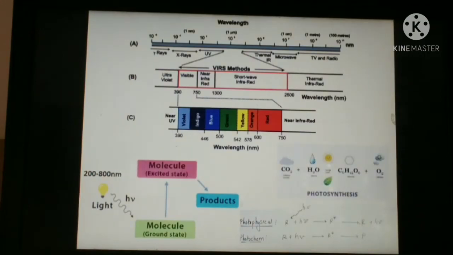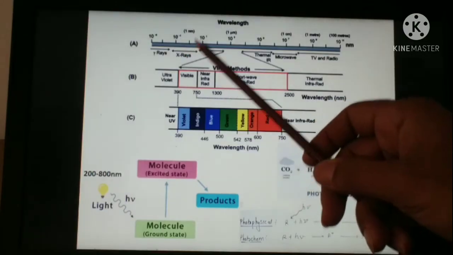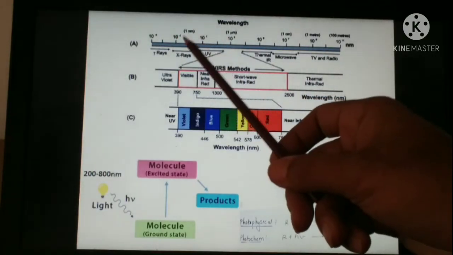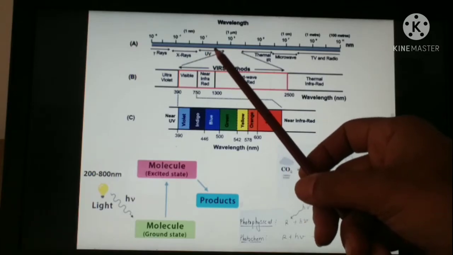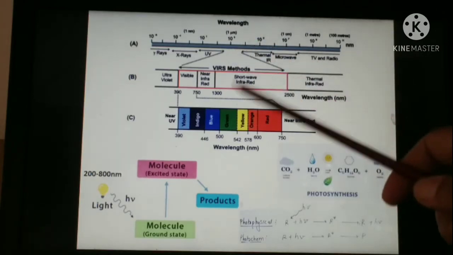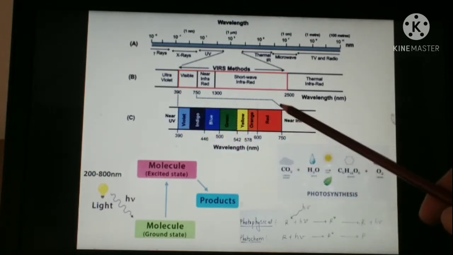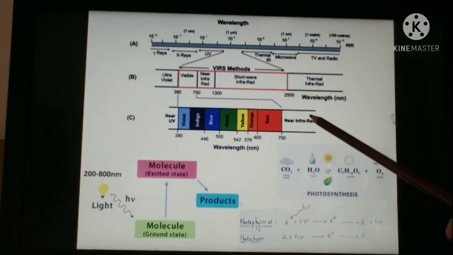So this is the electromagnetic wave regions, and we discuss here the wavelength. As we go from these gamma rays and X-rays, they are very powerful. As we go from this side to this one, energy decreases. Then comes the ultraviolet region, and then the visible region. The visible region starts from violet and ends at red. After the red light, there is the infrared region.